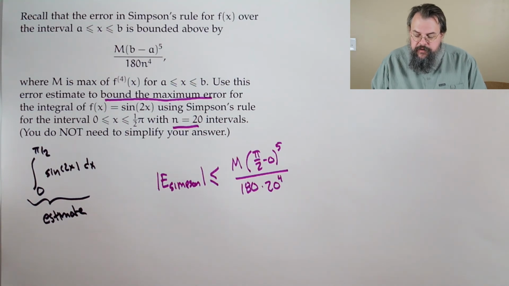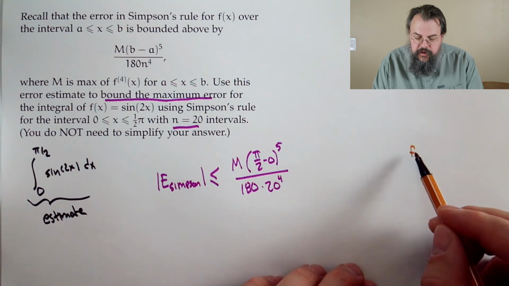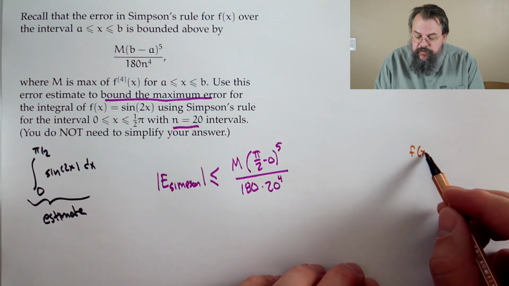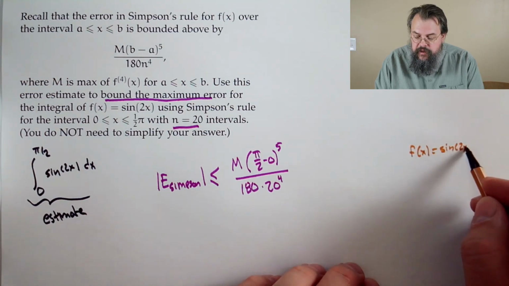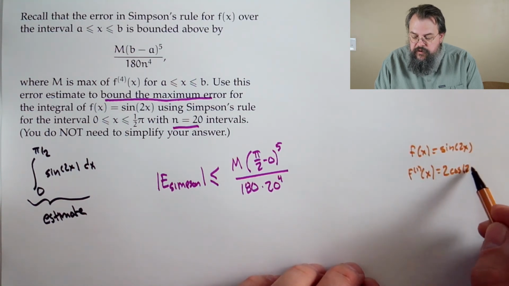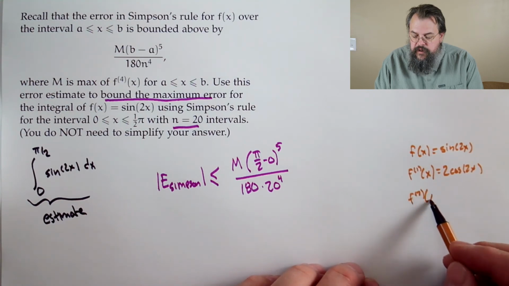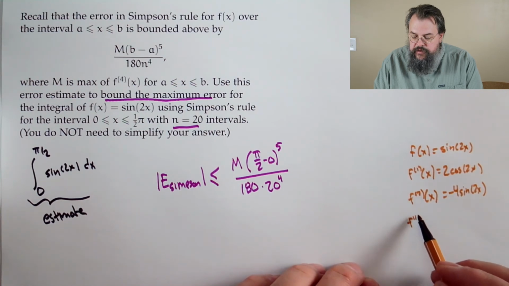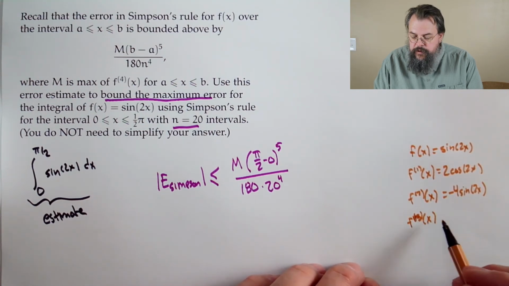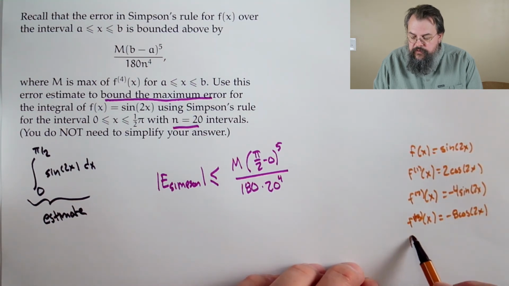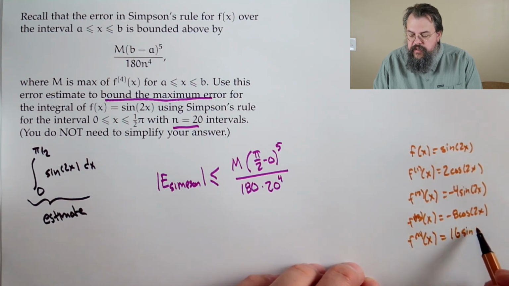We look at our function. We need to look at the fourth derivative, since M is the max of the fourth derivative. So f of x is sine of 2x, and we just start taking derivatives. The first derivative is 2 cosine 2x. The second derivative is minus 4 sine of 2x. The third derivative is minus 8 cosine 2x. And the fourth derivative is 16 sine of 2x.